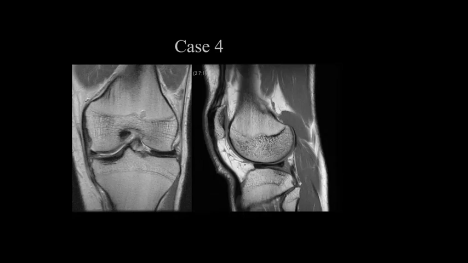Knee MRI, both coronal and sagittal plane. There's visualization of a thick, persistent meniscal body on both coronal and sagittal planes, consistent with a discoid meniscus involving the lateral meniscus. Discoid lateral meniscus. Yeah, perfect. It's a discoid lateral meniscus.